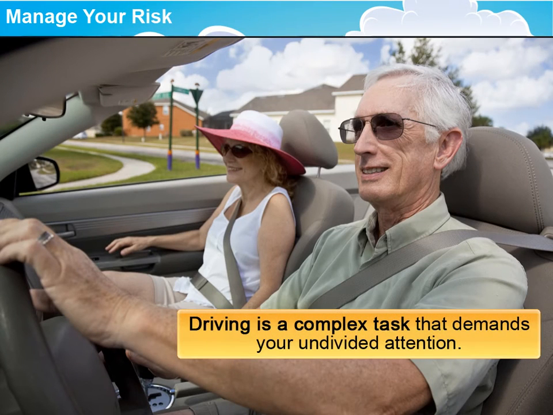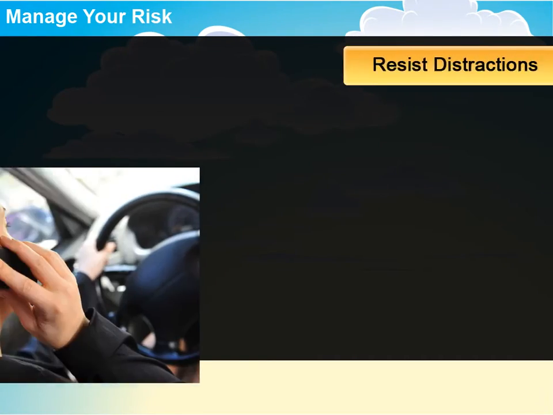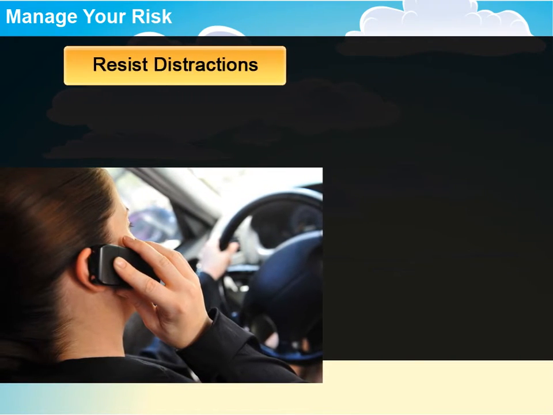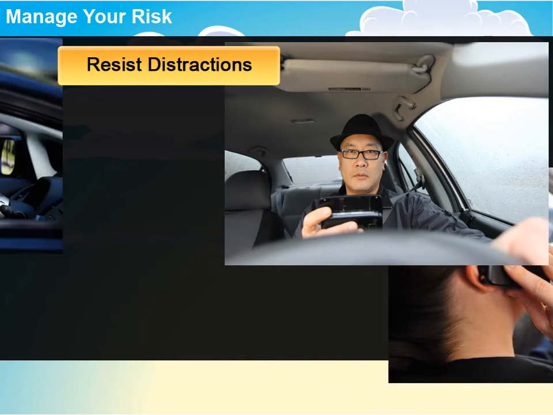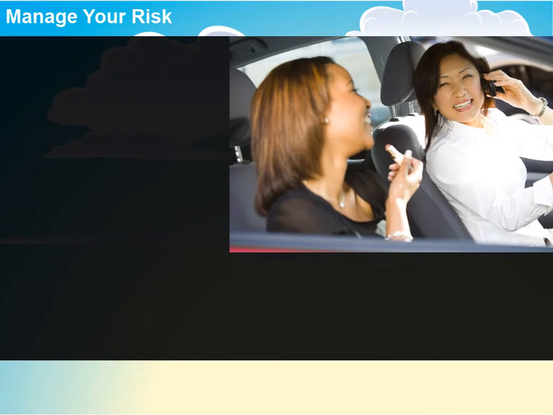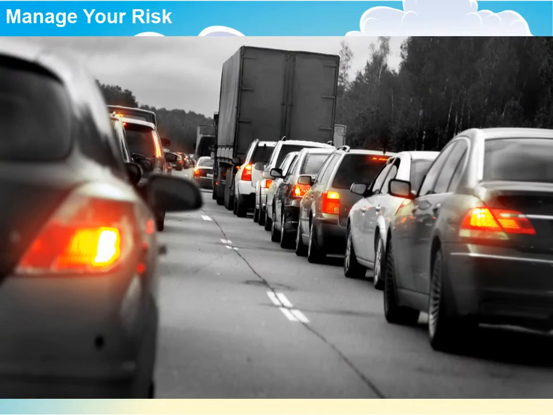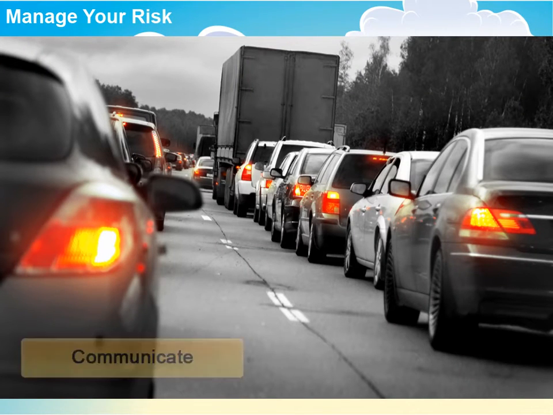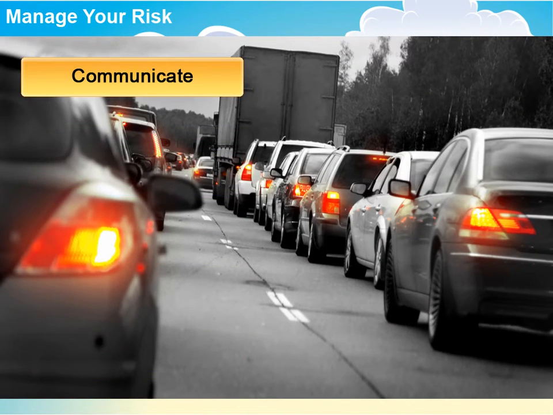Driving is a complex task that demands your undivided attention. Risk is lowest when you handle one task at a time. Resist distractions like talking on a cell phone, text messaging, lighting a cigarette, loading a CD, or having a conversation with your passengers. Because the actions of other road users are unpredictable, adequately communicate to those around you.